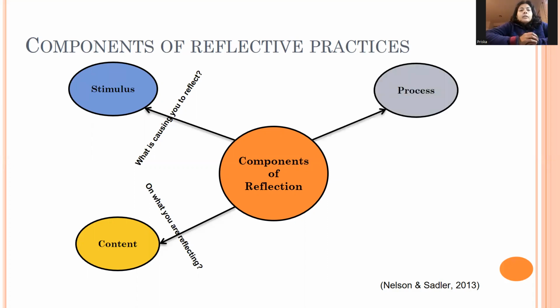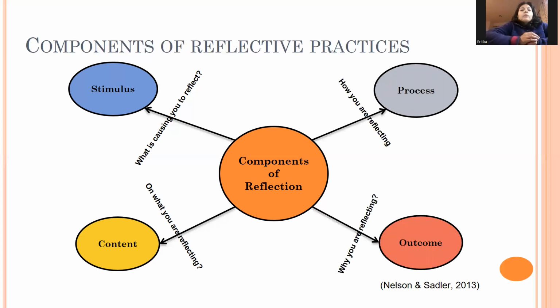The third is the process. It is one of the most vital components of reflective practice because it is the way by which we are reflecting on our practices. As identified by Dewey in 1933, central to this process are the attitudes of open-mindedness, responsibility, and wholeheartedness. The person, whoever reflects on his or her practice, needs to be open-minded.